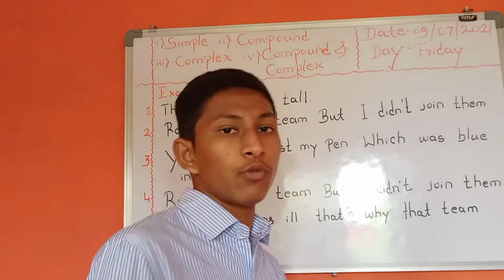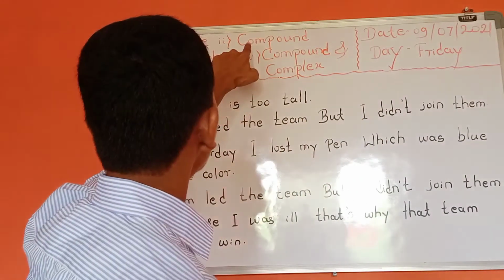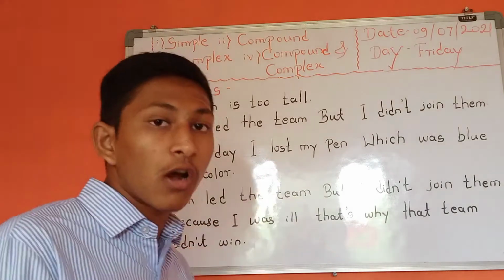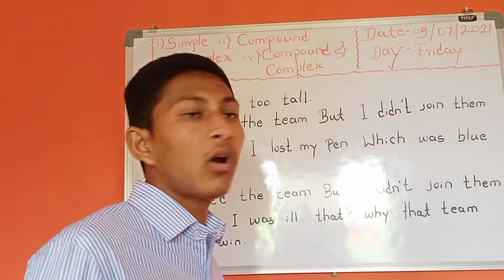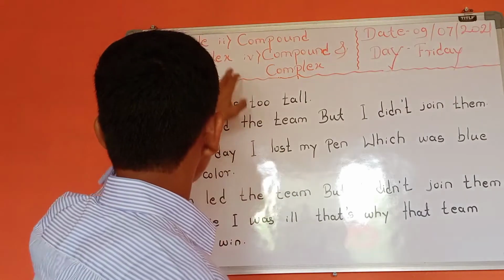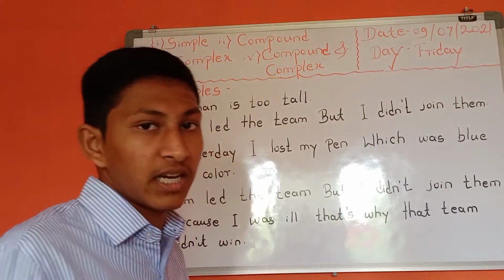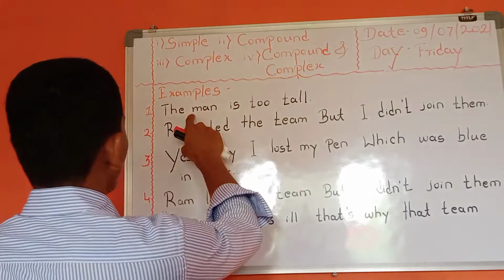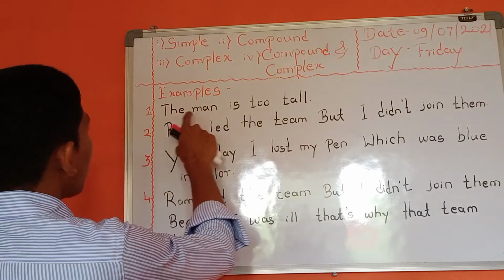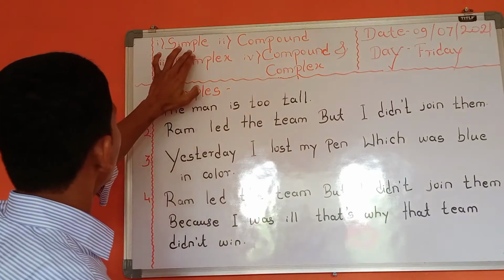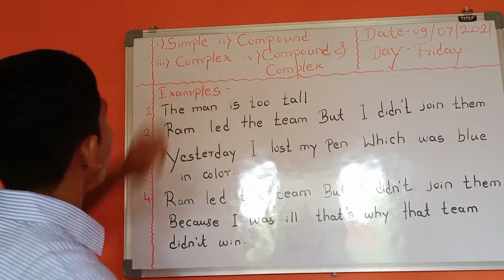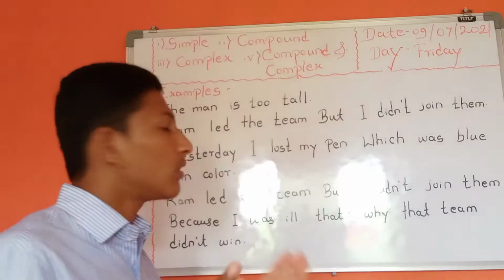But without further delay, we should move on to the topic. Our topic is compound and complex. We should discuss in this video compound sentences and complex sentences. What are these exactly? Okay. Examples. The man is too tall. This belongs to the simple sentence. What is a simple sentence? I will give you an explanation.